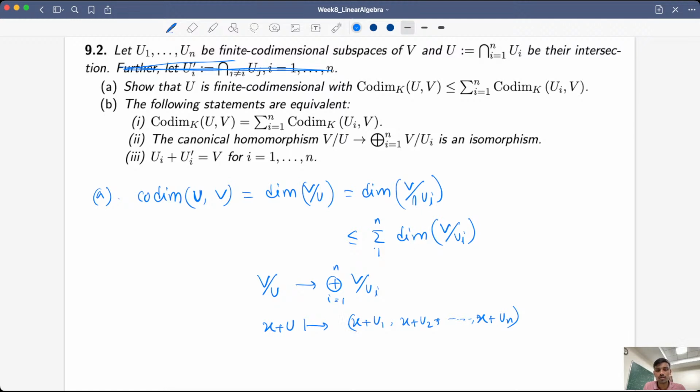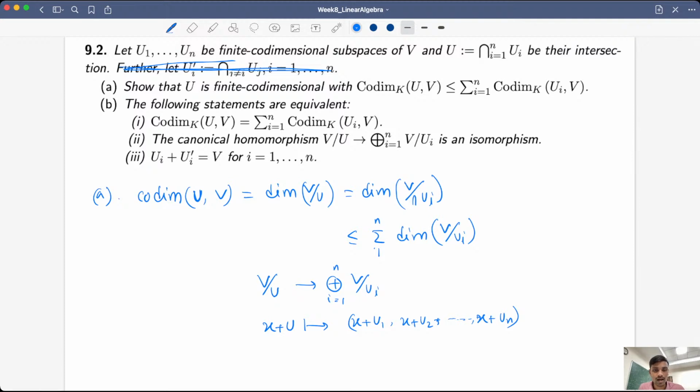And this is a well defined map, because if x1 plus U equals x2 plus U, that means x1 minus x2 belongs to U, and that means x1 minus x2 belongs to all of u1, u2, un, because this is the intersection. Now if x1 minus x2 is in all of u1, u2, un, then x1 plus u1 equals x2 plus u1. Similarly, x1 plus u2 equals x2 plus u2, and so on. So this is a well defined map.